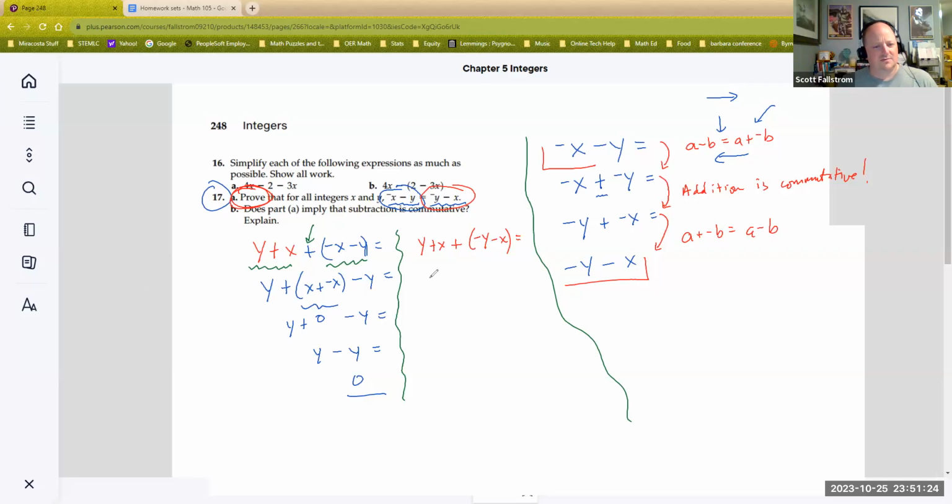And now I use commutativity on the front to rewrite this as x plus y plus the opposite of y minus x. And now here I'm going to have x plus y plus the opposite of y minus x. Y plus the opposite of y is 0 because they're additive inverses. And anything plus 0 is itself. That's the identity property. And so I end up with x minus x, which is 0.